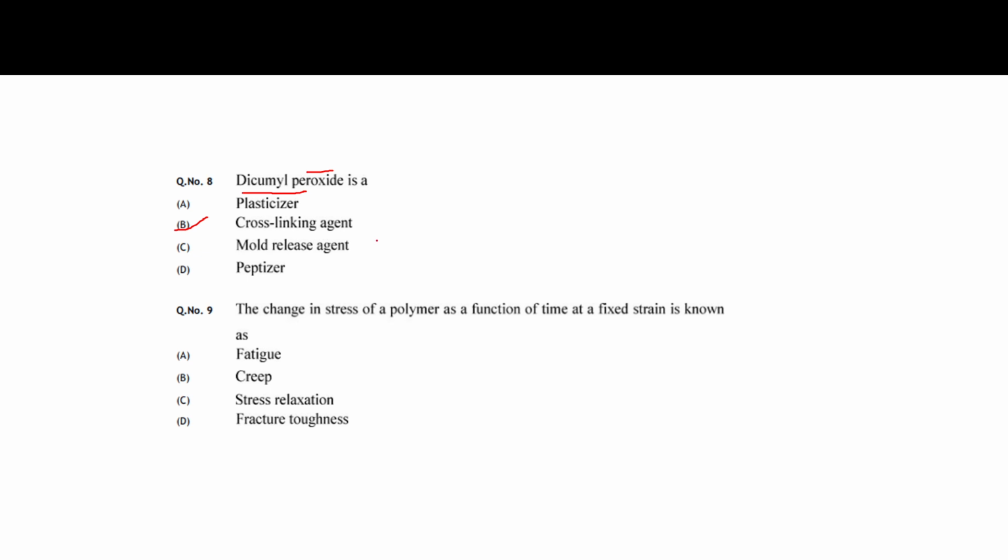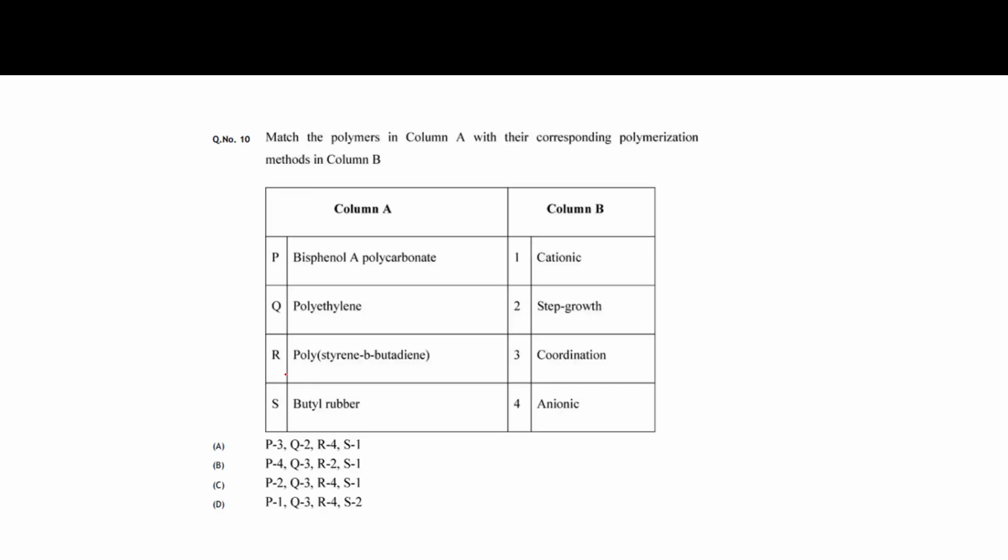The change in the stress of the polymer as a function of time at a fixed strain is known as stress relaxation. Creep is when we take a constant load but the strain increases. In stress relaxation, you maintain a constant strain, but your stress will change. So the right answer will be stress relaxation.